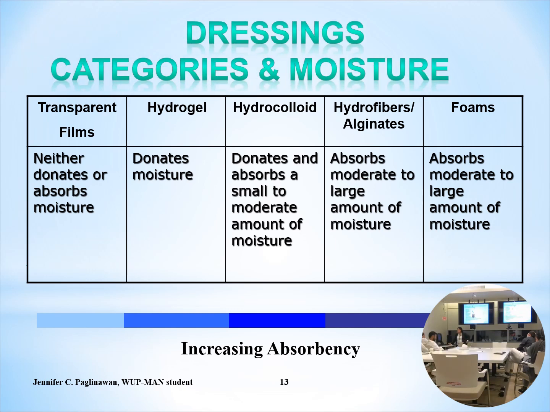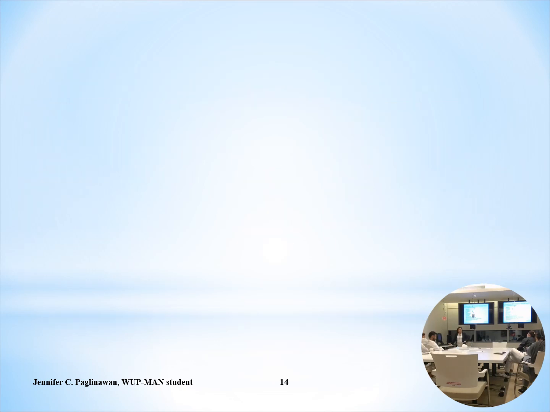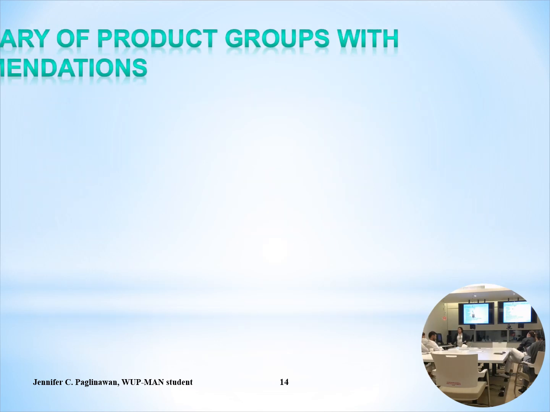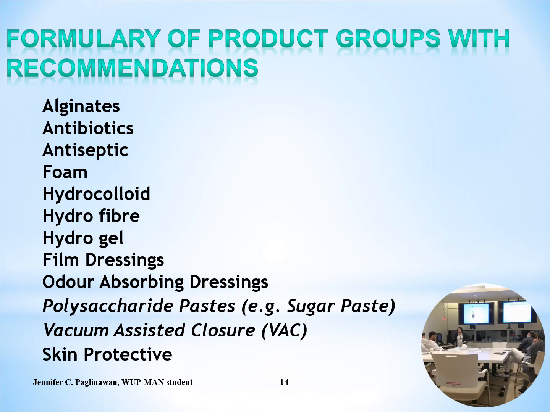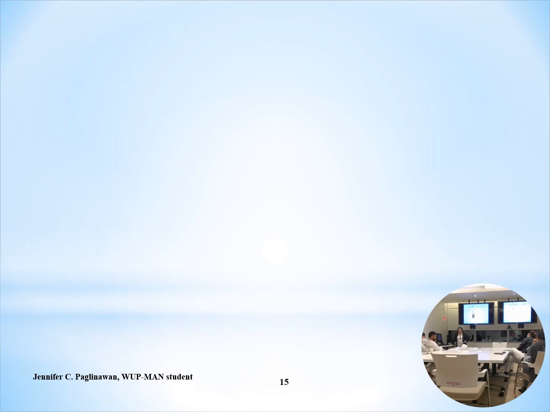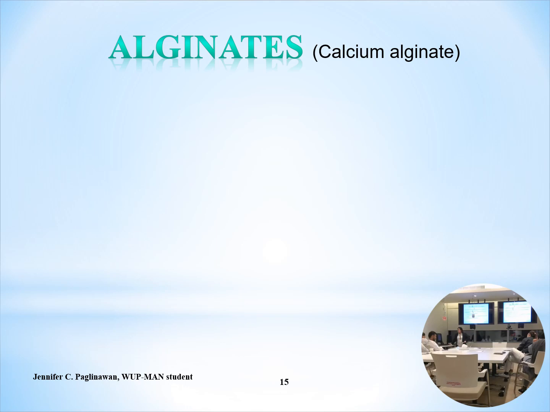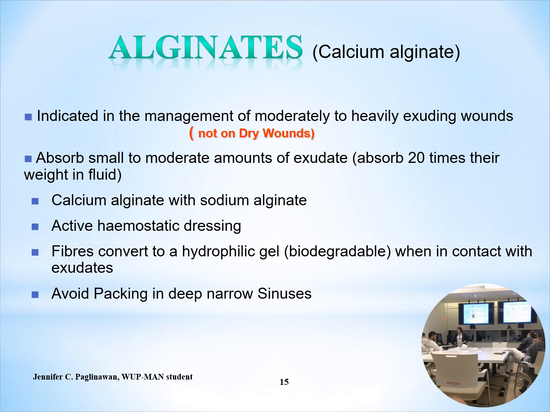Formulary of products, groups with recommendations. So these are the products that we have in our guideline. It's available. Alginates, calcium alginate. Are you guys familiar with it? It's indicated in the management of moderate to heavy exuding wounds. So it's not going to be used for dry wounds.